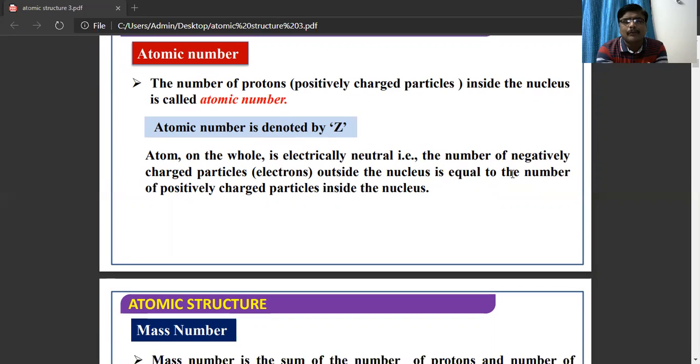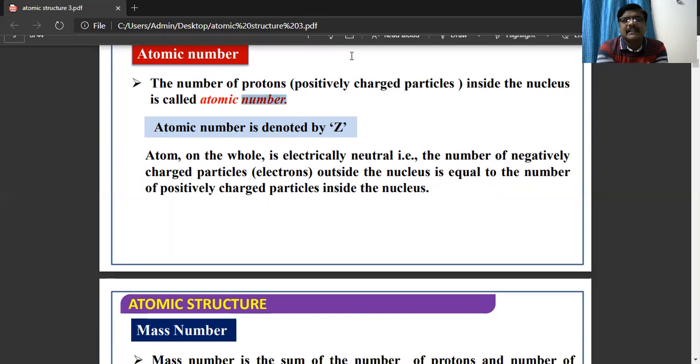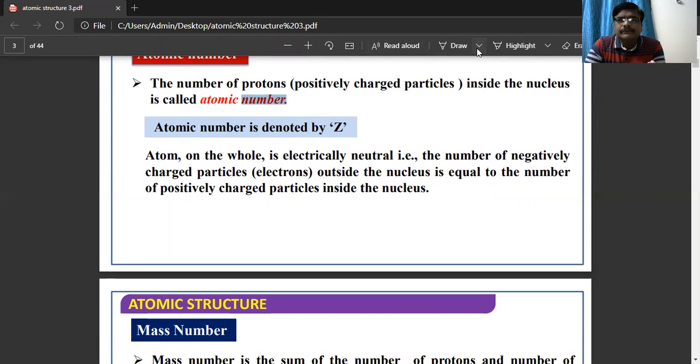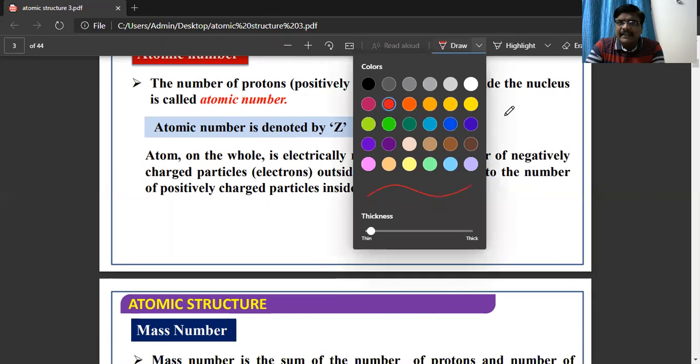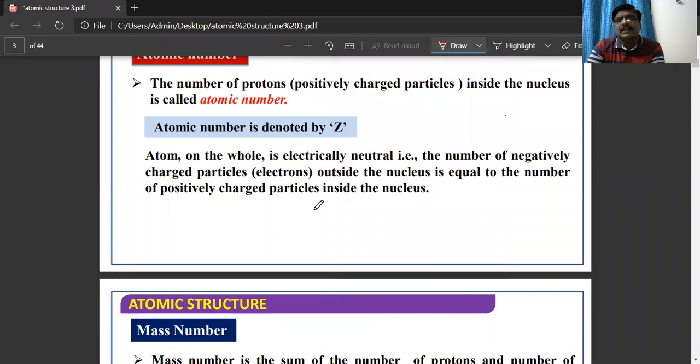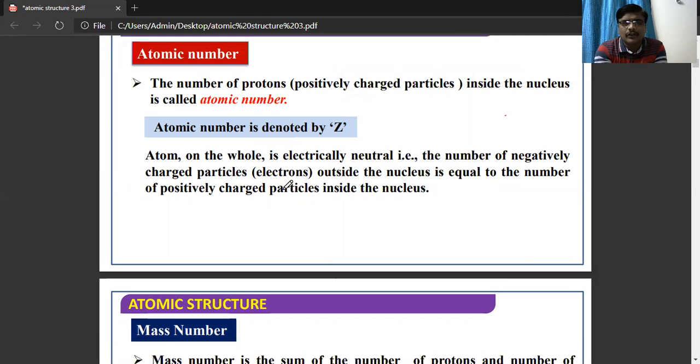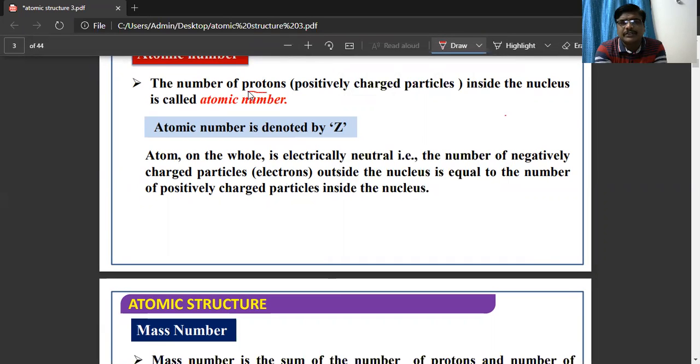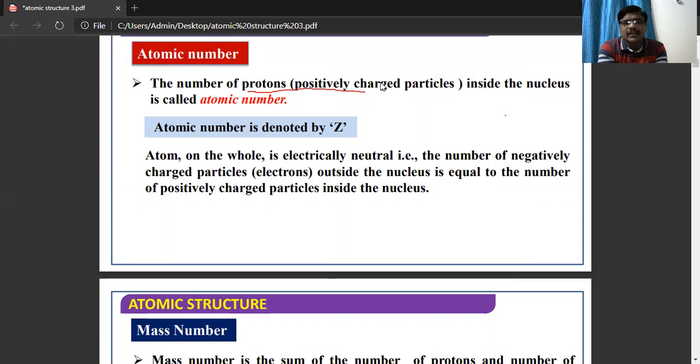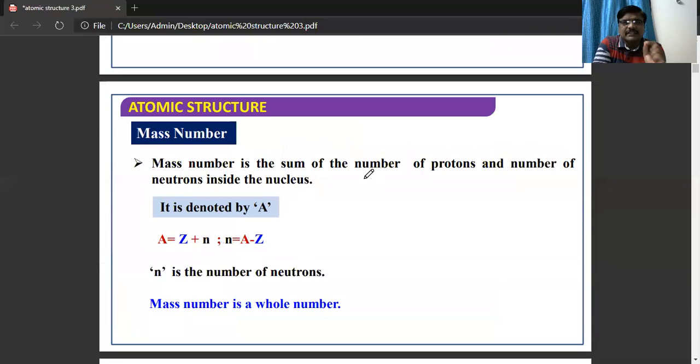It can also be defined as the number of electrons which are present outside the nucleus. We know that electrons revolve around the nucleus. So the number of protons inside the nucleus, or the number of electrons around the nucleus: since the atom is neutral, the number of protons will be equal to the number of electrons. So that is atomic number.